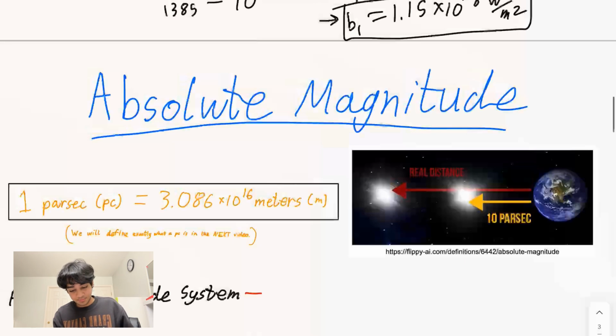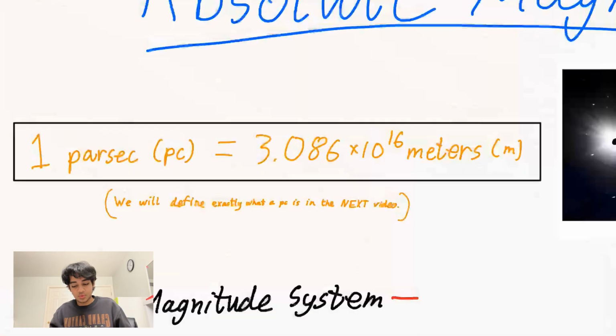So now let's move on to absolute magnitude. This is a bit different. Apparent magnitude is based off the real distance and how we perceive it. Absolute magnitude assumes that the star is 10 parsecs away from the Earth, so every single star we're comparing will be at the same distance. We define 1 parsec, written PC for short, as 3.086 times 10 to the power 16 meters.